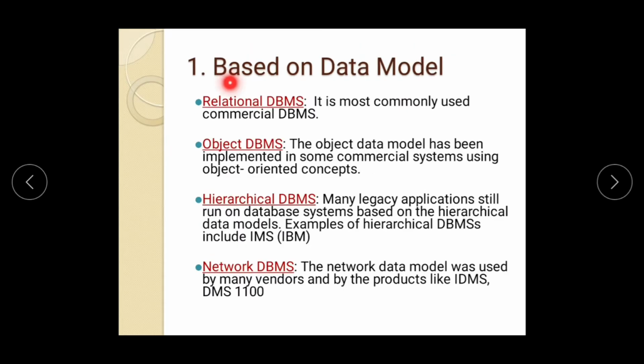So first one, as I told, is based on the data model. There are different types of data models. We have already seen relational, object, hierarchical, network. So relational DBMS means the database is stored in the form of tables. Tables means data will be stored in the form of rows and columns. Okay, so such a database is called a relational database. This relational database is a commonly used database system that prevails today. Okay, so it is a commonly used commercial DBMS. It is a relational DBMS.